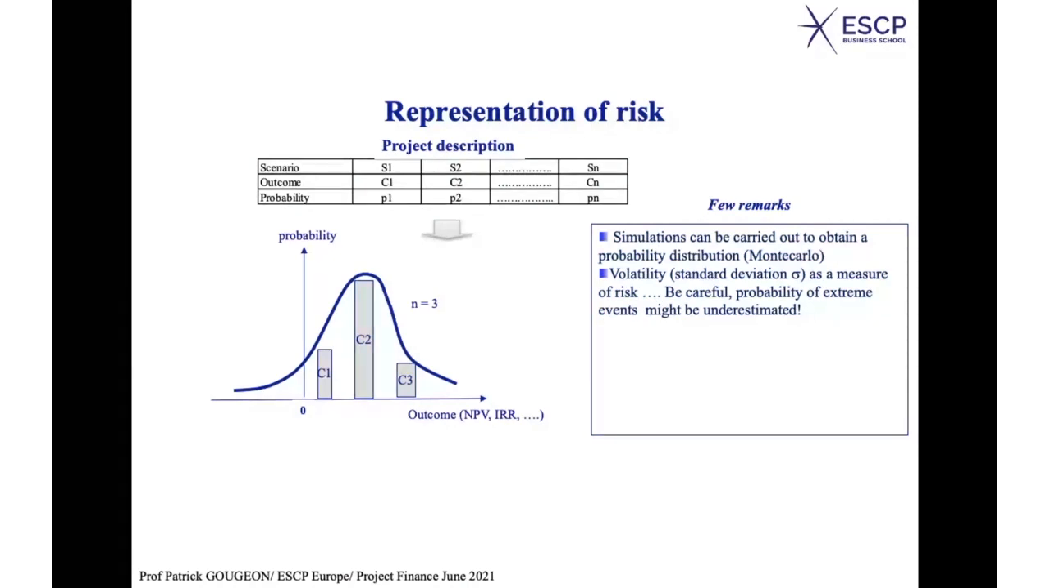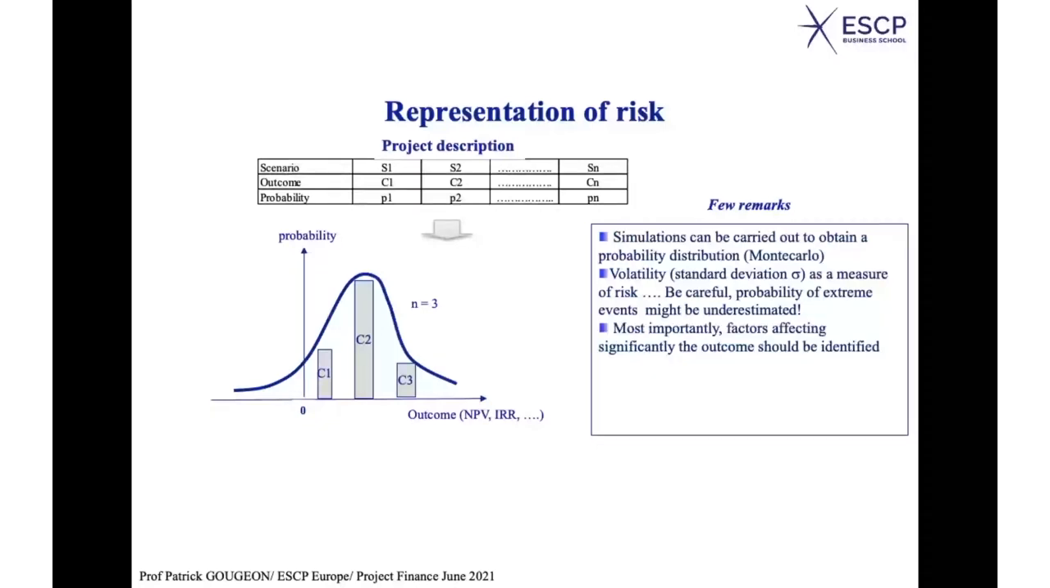Well, what else? Most importantly, factors affecting significantly the outcome should be identified. For each scenario, you calculate an outcome, because for each scenario, you may have a certain growth rate for the economy where you operate, a certain inflation rate, okay, a certain foreign exchange rate, and all these parameters will have an influence on the net present value of the project, okay?